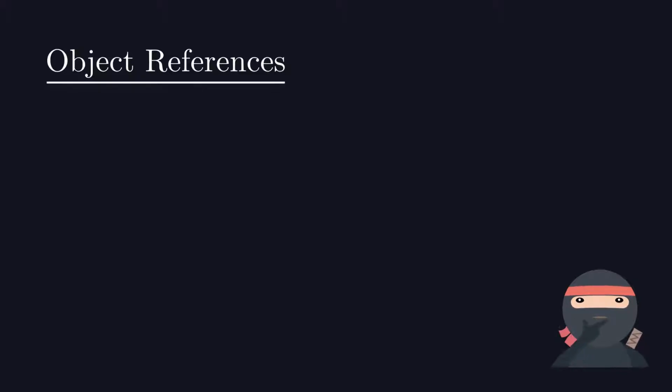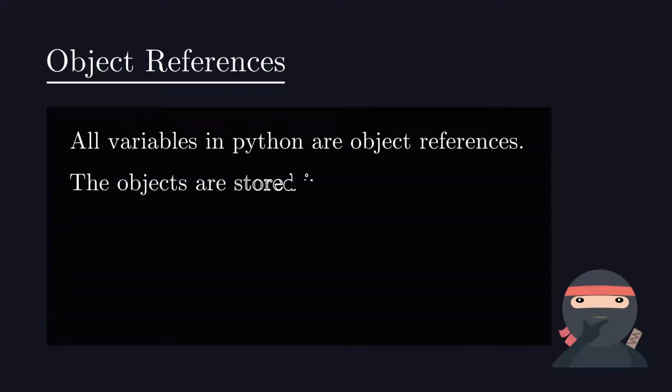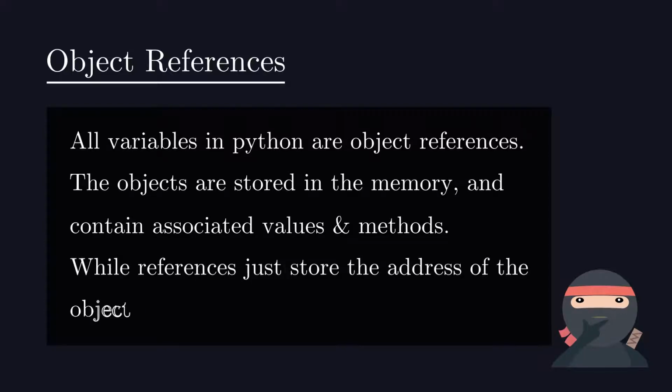All variables in Python are object references. The objects are stored in the memory and contain associated values and methods, while references just store the addresses of the object, not the values. In Python, variables are actually references pointing to the object. Let's understand this through some examples.